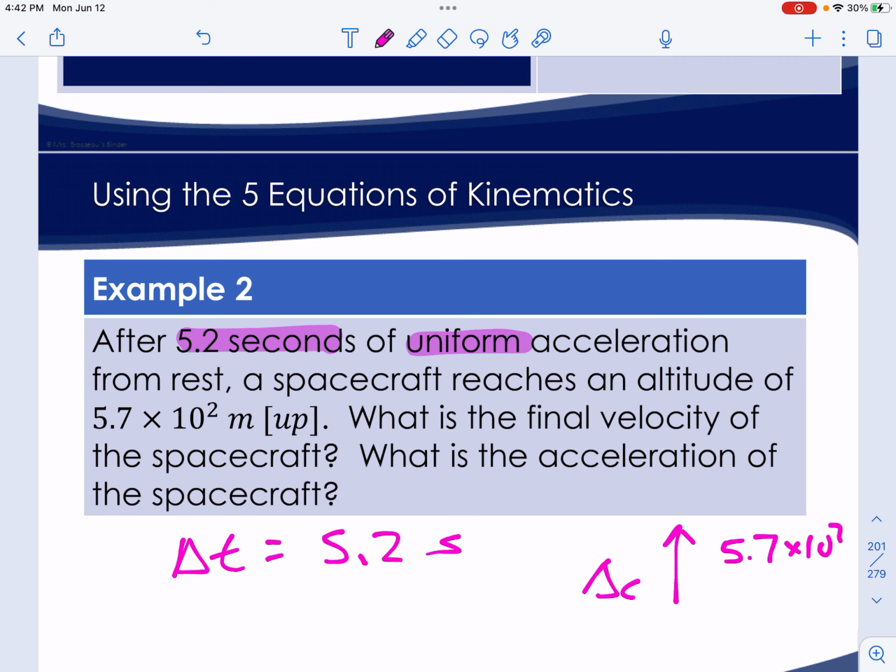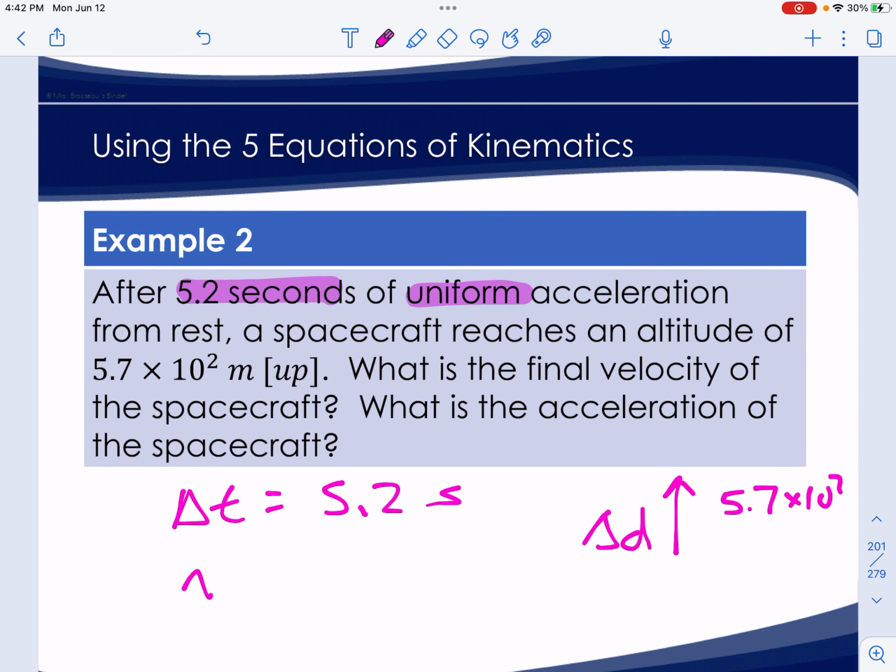So what is the final velocity of the spacecraft? So it's asking for the final velocity. What is the acceleration of the spacecraft? And here's another piece of information that we're given: from rest. You need to look for those keywords. From rest means that we know that the initial velocity, so v1, is 0.